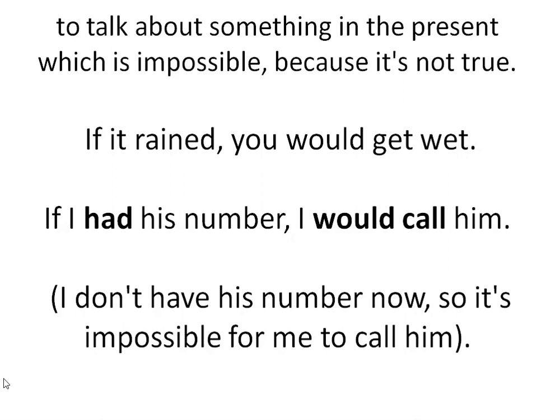So here till now we have completed zero conditional, first conditional and second conditional. The patterns are simple present, simple present; simple present, simple future; simple past, would plus V1. Now let's look at the last and fourth conditional, that is third conditional.